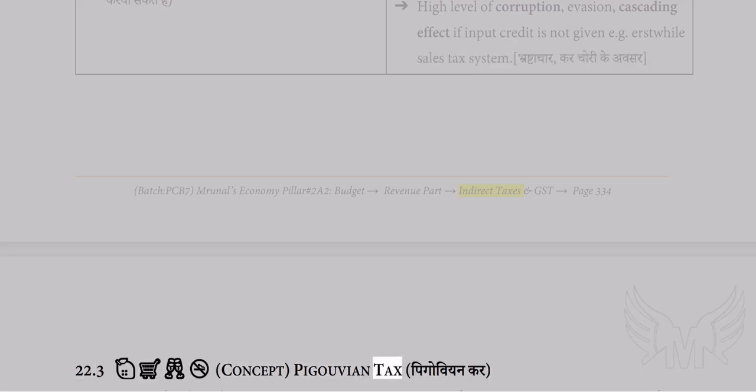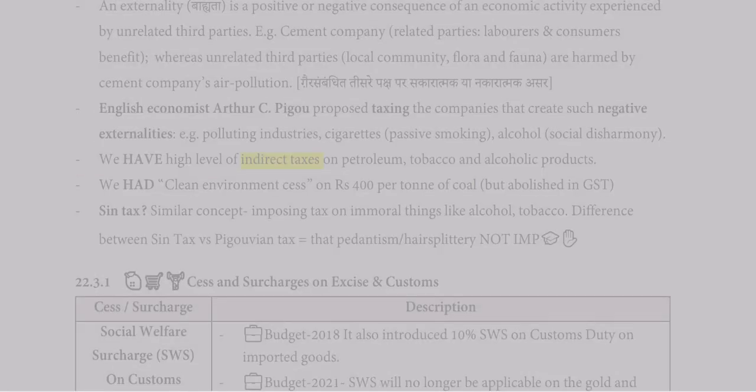Concept: Pigouvian tax. An externality is a positive or negative consequence of an economic activity experienced by unrelated third parties. E.g. a cement company: related parties, laborers and consumers, benefit, whereas unrelated third parties, the local community, flora and fauna, are harmed by the cement company's air pollution.